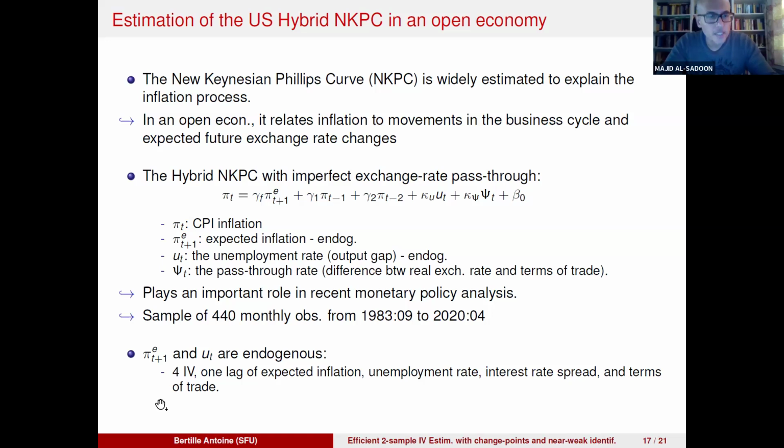Sorry, Bertille, just a quick question. Where did you get the specification for this NKPC? This hybrid NKPC? Yeah. I believe we borrowed it from a recent paper by Abbas.